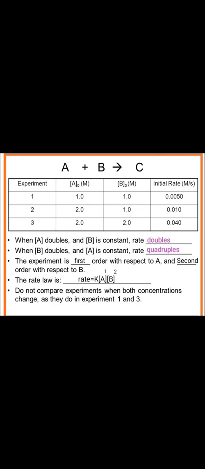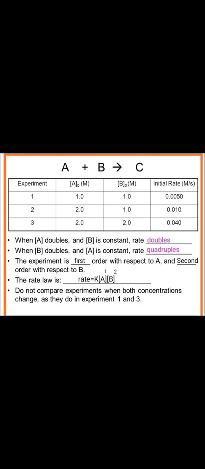That is, from the first experiment, whenever we change the concentration of A by 2 times while keeping B constant, the rate becomes 2 times. So the value of x is 1, that is 2 raised to x equals 2, so x becomes 1.